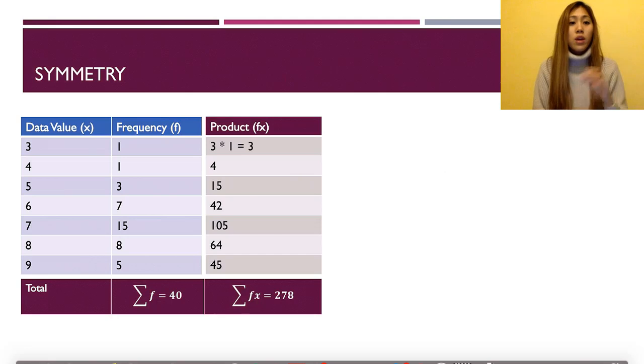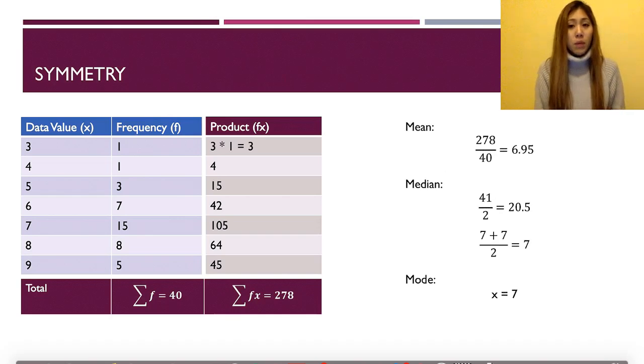So you multiply 3 with the frequency 1, so that gives us a total of 3. So that's X and F multiplied together, the product. You add up the sum of the products and you add up the sum of the frequencies. That tells us the mean, median, and mode. So the mean would be the sum of the products, 278, over the number of values. You have 40 values, so divided by 40.